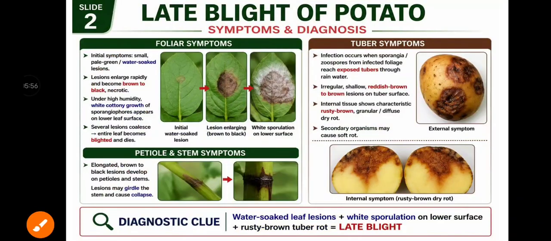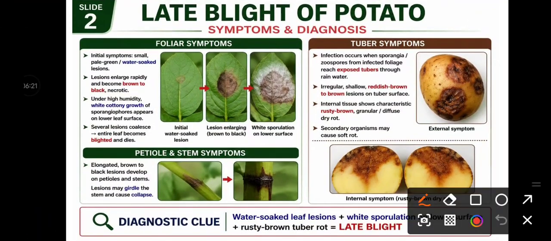First, the symptoms. We have already discussed that the symptoms of late blight of potato are noted on the leaf, petiole and tuber. So let's see the major symptoms. On the leaf, initially you will get pale, water soaked lesions. Later those water soaked lesions become enlarged and necrotic.